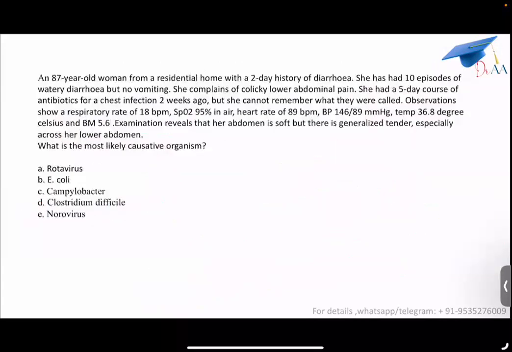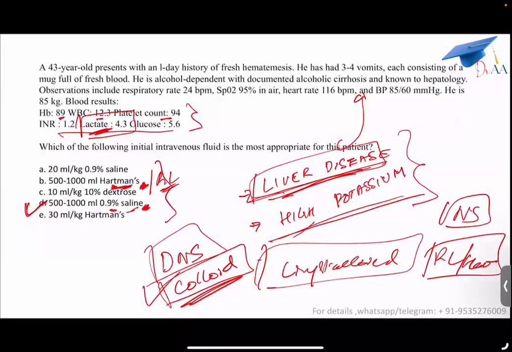Sir, why can't we choose the answer of 20 ml per kg normal saline? We usually don't give 20 ml per kg, it is a large amount. We are always giving small boluses for resuscitation, that is 500 to 1 liter of fluid. In situations where you are suspecting fluid overload, like a person with heart failure, we'll be giving small boluses of 250 to 500 ml. The bolus volume will be reduced. Those are the latest recommendations for fluid resuscitation.